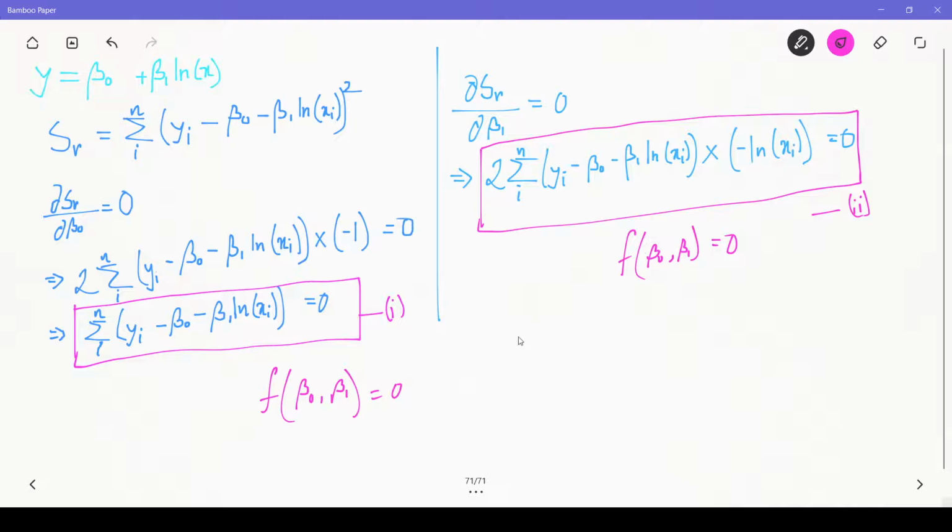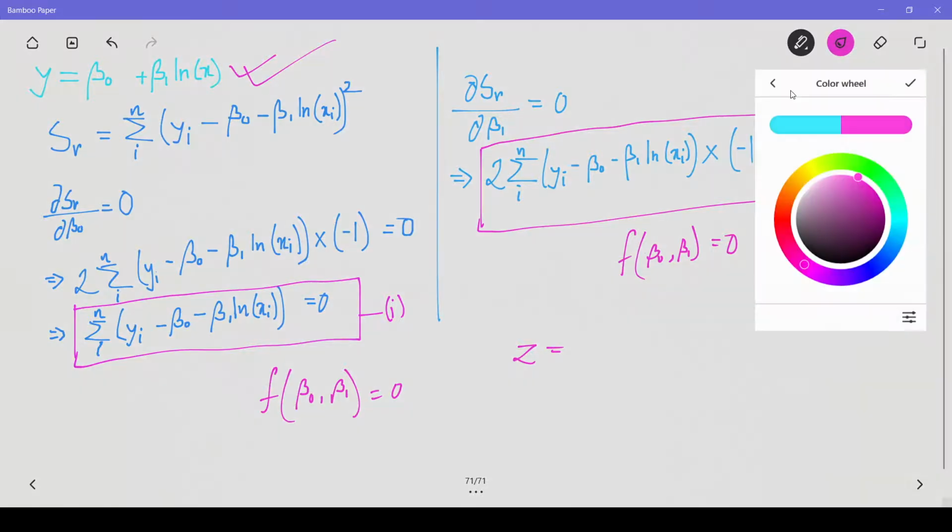So let's see how we can do that for the logarithmic model, which is y equals beta naught plus beta 1 times ln x. The idea is pretty simple. We just convert ln x to another variable. So instead of y, let's write it as z for the sake of closure. Let's write the whole equation at first.